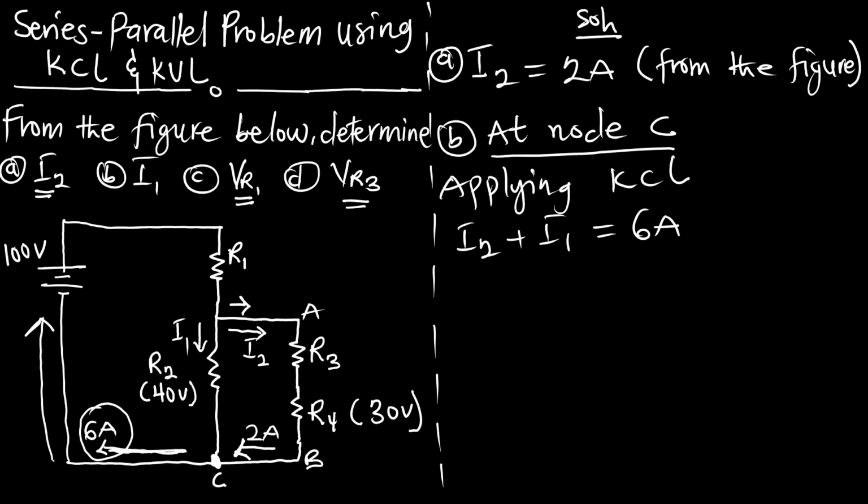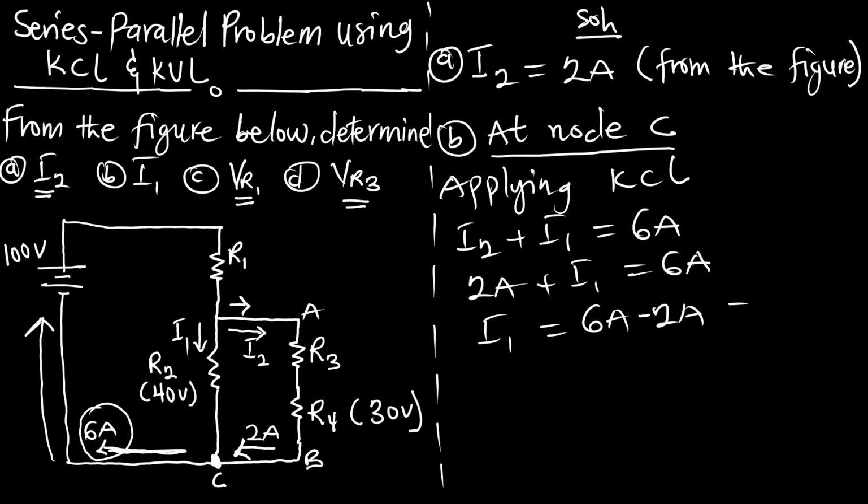And we also have the value of I2, which is 2 amperes, plus I1 equal to 6 amperes. Definitely our I1 is going to be 6 amperes minus 2 amperes, and that is going to give us 4 amperes for I1. So we have the answers there. We can move to the second part and also find our value.